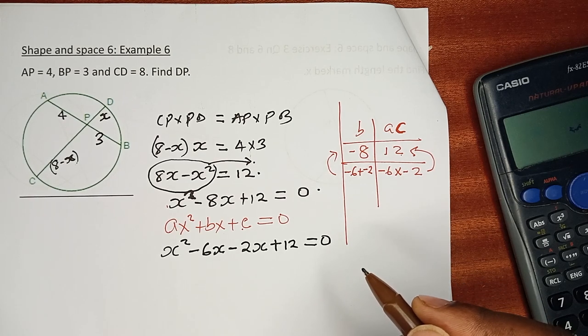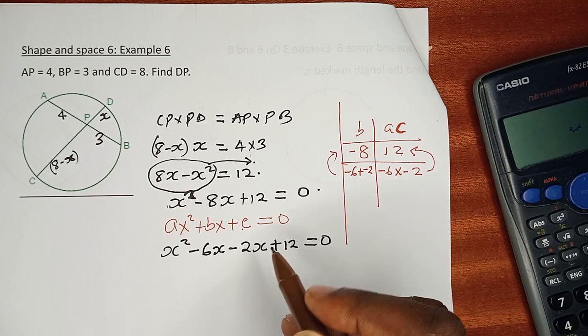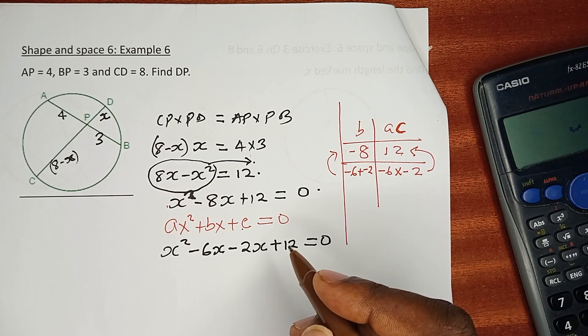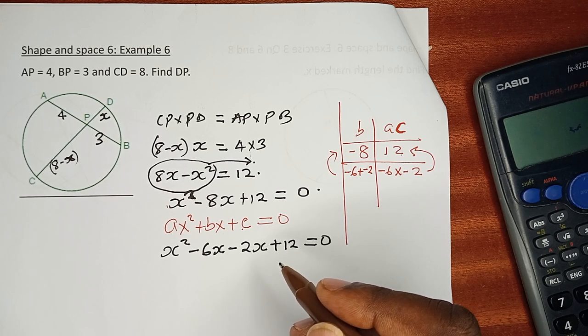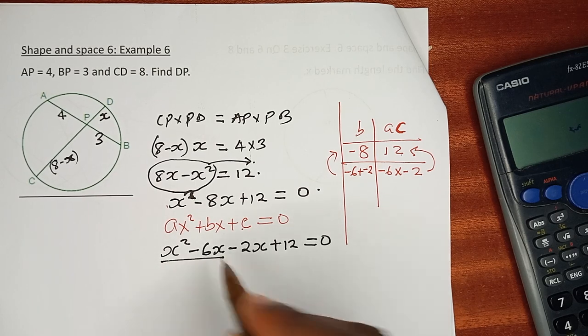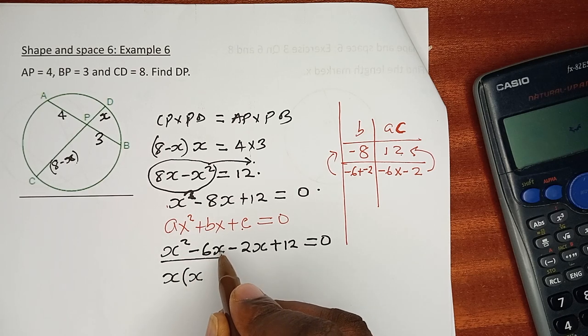We have not altered our question. We have just divided minus 8x into two parts, that is minus 6x and minus 2x. And the reason for doing this is so that we can factor out the common terms in every two, so that we can deal with the first two. What is common in the first two? x is common. x squared divided by x, we have x. Minus 6x divided by x is minus 6.